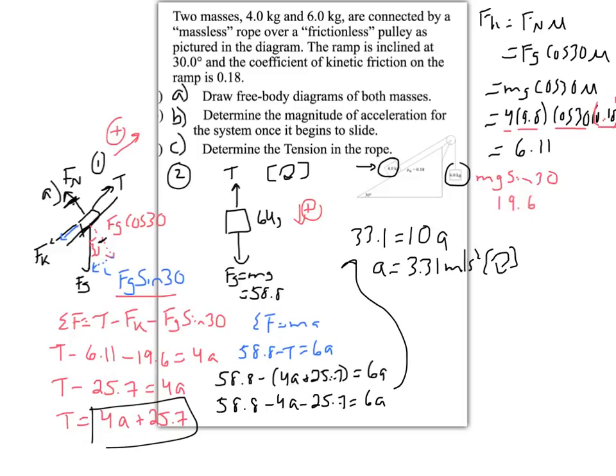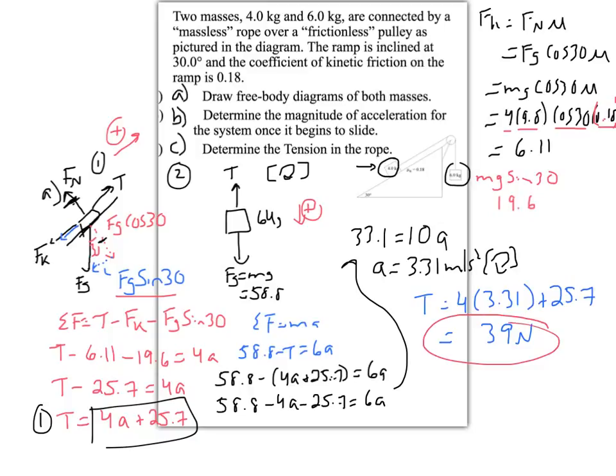clockwise. Now what we're going to do is substitute that value into equation number 1 to find T. So let's do that. So T is going to equal 4 times the number we just found, 3.31, plus 25.7. When we do that, we get a T value of 39 newtons. And that's our second value. So that's our answer for T. T equals, and our answer for a is right there.